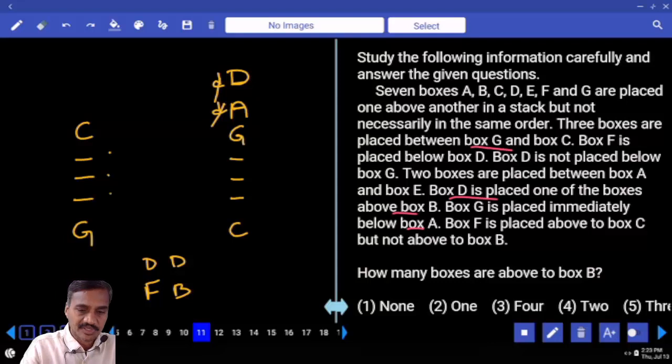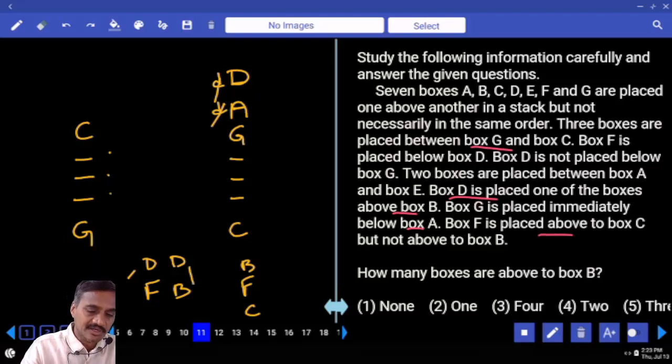Now D, A, G. D is above F and D is above G. F is placed above C. Now F is above C but not above B, and F is below B. F is below B, hence B, F and C must be in this order.